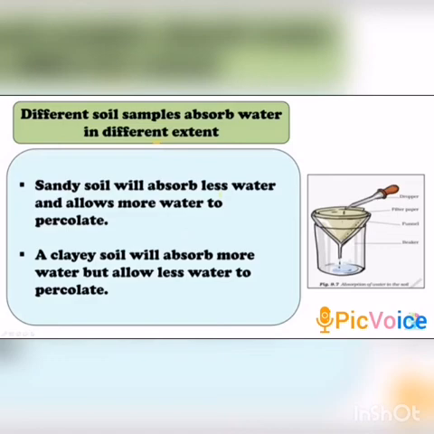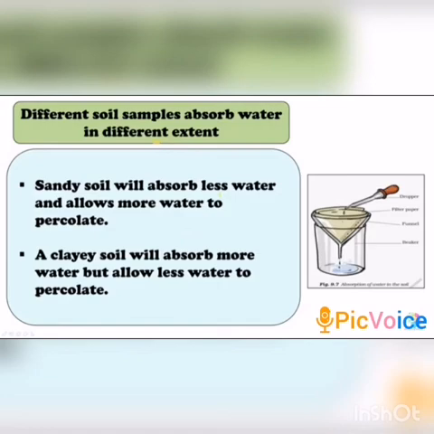Isn't it, children? Yes. It absorbs less water but it allows more water to percolate. Then what about in the case of clayey soil? Clayey soil will absorb more water but allow less water to percolate. Here the particle size in the clayey soil is very small when compared to the sandy soil.